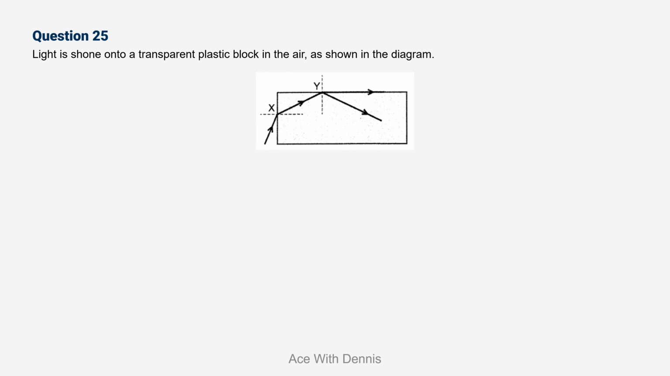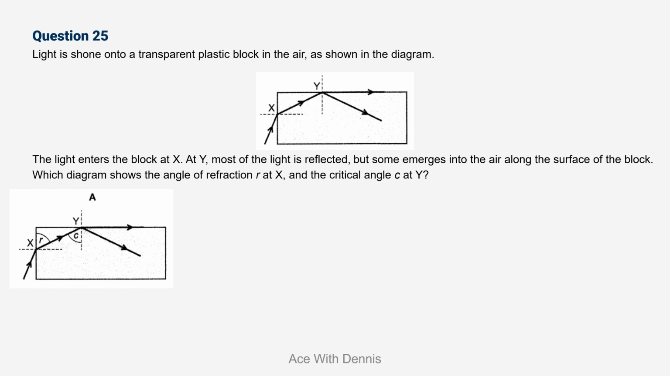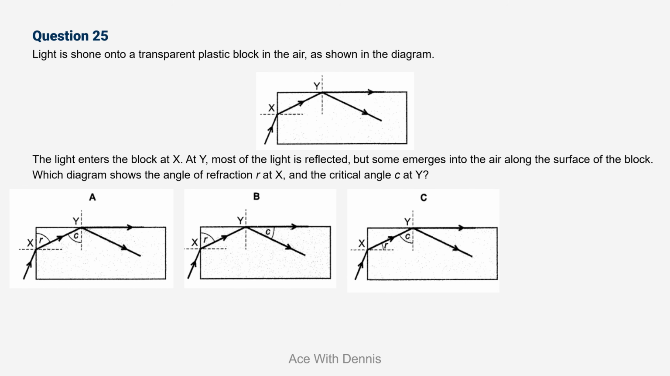Question 25. Light is shown onto a transparent plastic block in the air, as shown in the diagram. The light enters the block at X. At Y, most of the light is reflected, but some emerges into the air along the surface of the block. Which diagram shows the angle of refraction R at X and the critical angle C at Y? So this is option A, option B, option C, or option D.